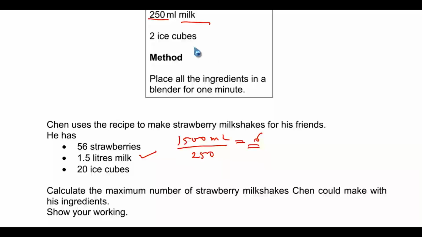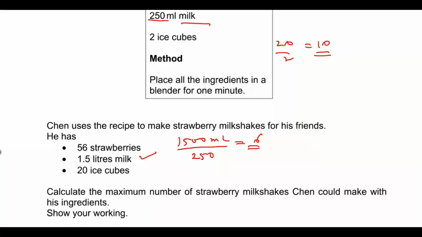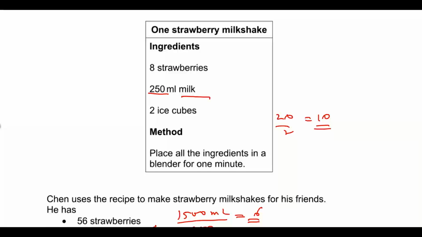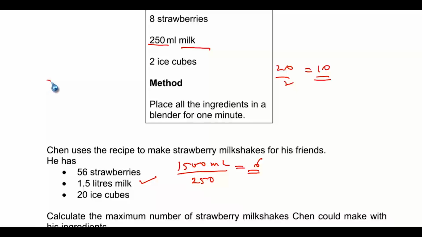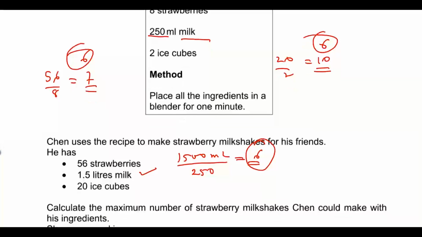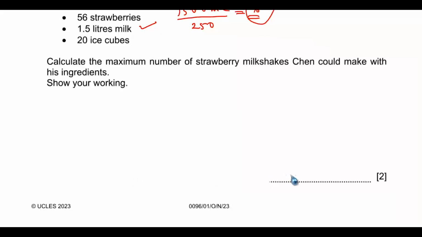If you look at the ice cubes, you have 2 and you have 20 here. So if you divide 20 by 2, you get 10. And the last one is strawberries. We have 56, and how many did you need there? 8. So if you do 56 divided by 8, that will be 7. So the limiting one is 6, you can see 6 here, and 6 here. So that means it can only produce 6. So that is what you can have here.